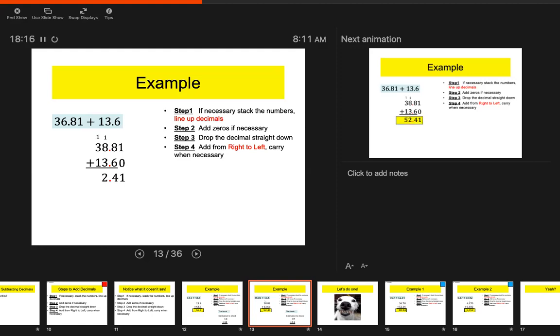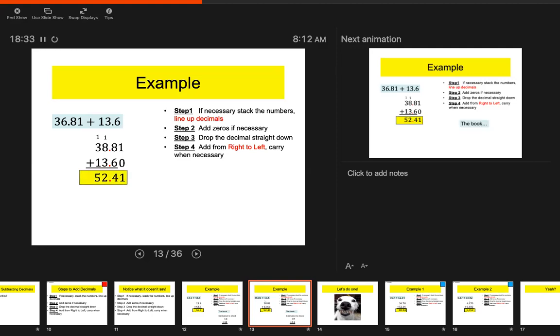See what I mean by carrying being confusing now? I've got lots of little tiny numbers floating around. As long as you understand what you're doing, you should be okay. 1 plus 3 is 4, plus another 1 is 5, so I got 52 and 41 hundredths.